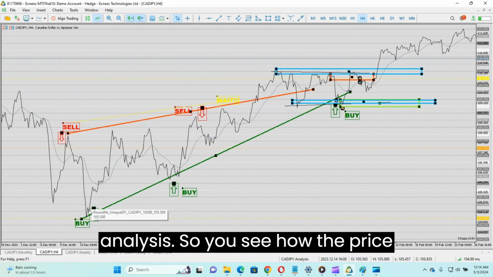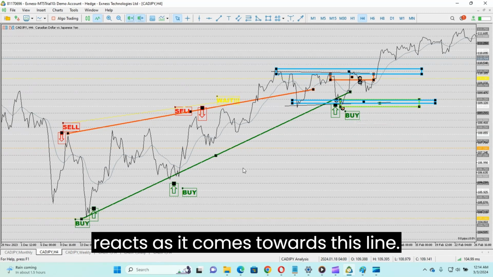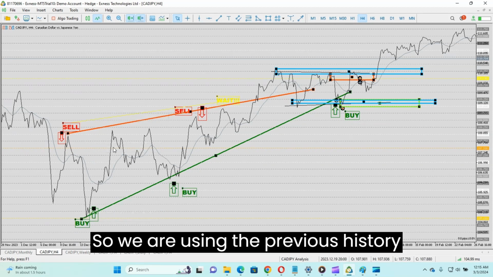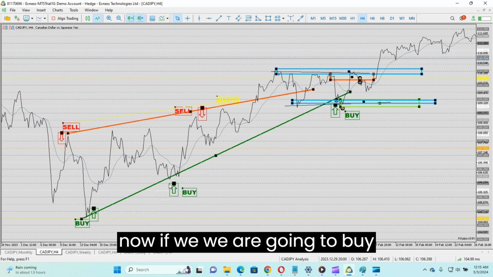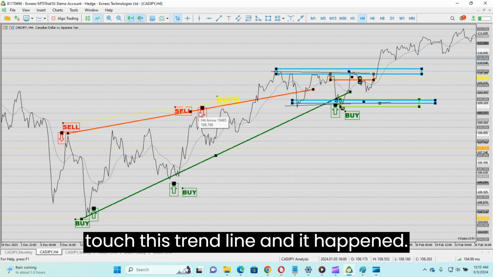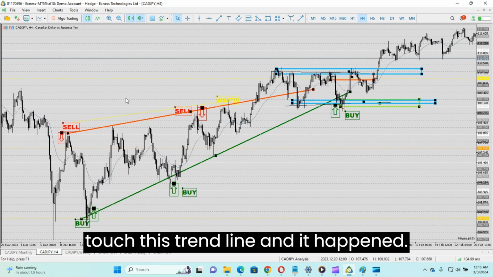So you see how the price reacts as it comes towards this line. So we are using the previous history. Now if we buy here in anticipation that price will touch this trend line, and it happened.